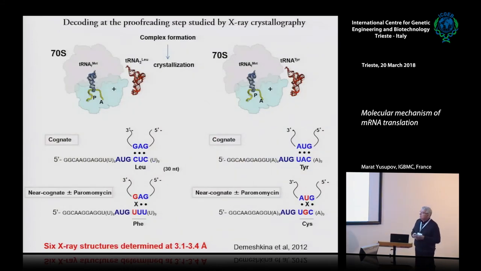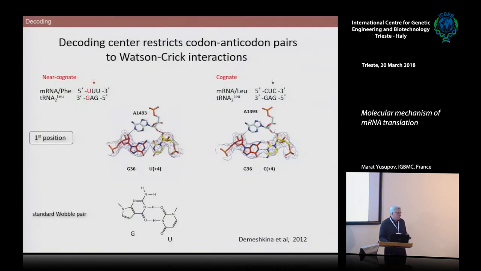Because of this, now we can design our complexes, for example a cognate complex. You see that we have correct interactions between codon and anticodon of tRNA, and we can also introduce an incorrect nucleotide, a GU base pair, which doesn't exist. We can introduce it in the first position or in the second position. Normally, by prediction of chemistry, a GU base pair has to form a wobble pair.